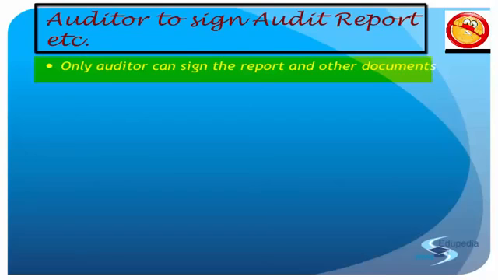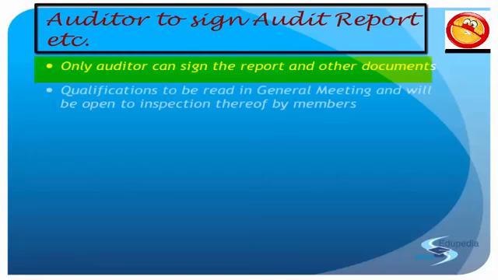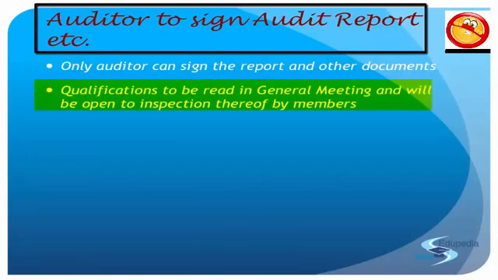Right? So auditors who are appointed will sign not only the audit report but also such documents which accompany it. All of it will only be signed by the auditor. Right? So the qualification is to be read in the general meeting and will be open to inspection by the members.